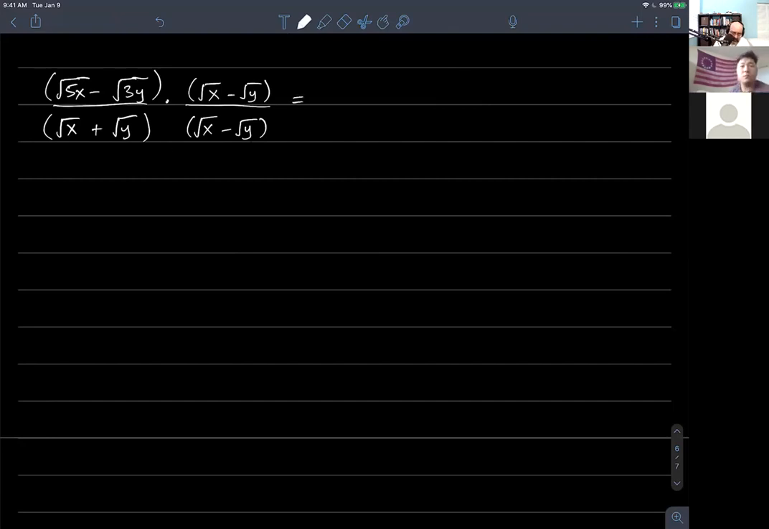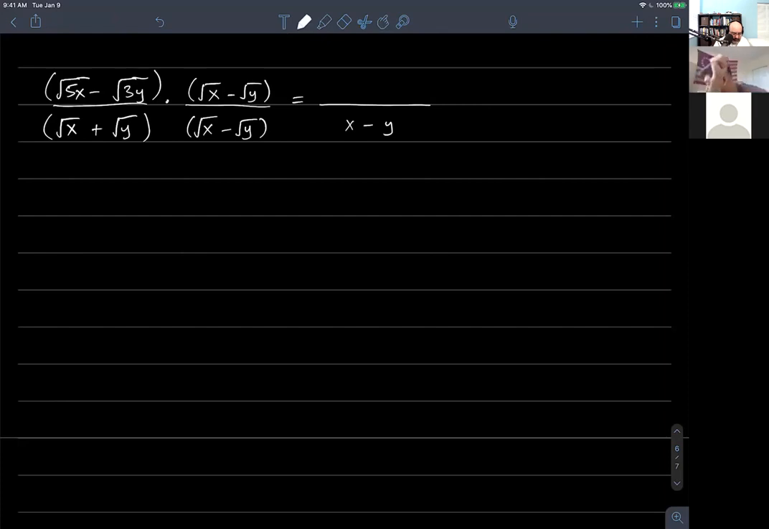So we'll deal with the numerator in a second. For the denominator, what will we have? X minus y. Are we okay with that? Because the square root of x squared will just be x, and the square root of y squared will just be y. Right. Okay, so how do we do the numerator? Oh, you just FOIL it out. Okay, tell me what to write.